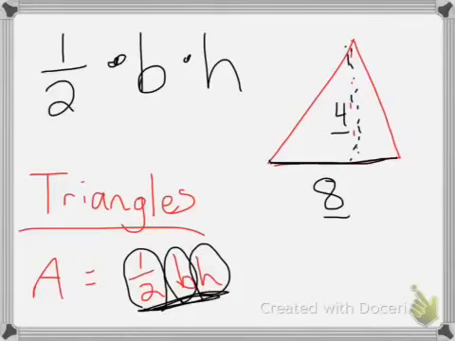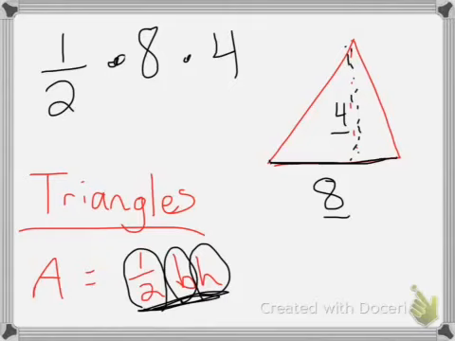So I'm going to plug in my base, which is 8, and my height, which is 4. So I have to do 8 times 1/2, or 1/2 times 8 times 4. Doesn't matter the order we do it in. I'm going to show you a couple tricks here. First of all, 1/2 times something is just 1/2 of something. So if I did 1/2 times 8, that would be 4. Then I do 4 times 4, which is 16.